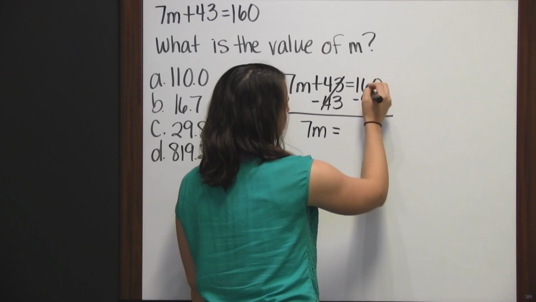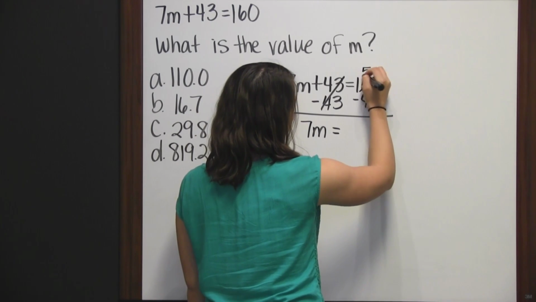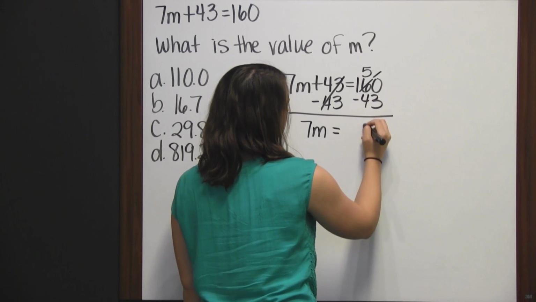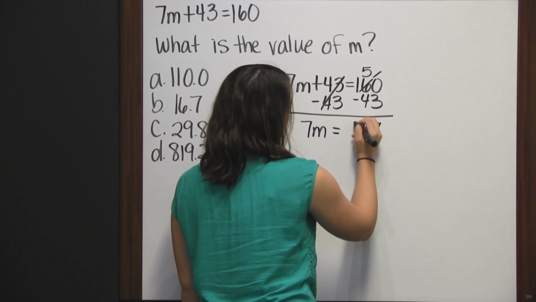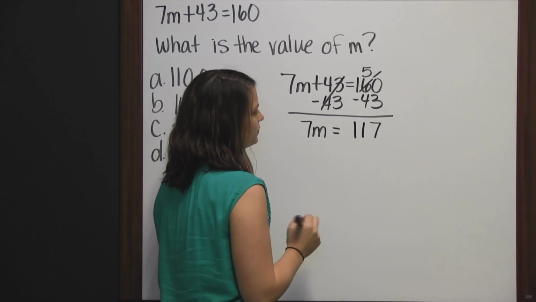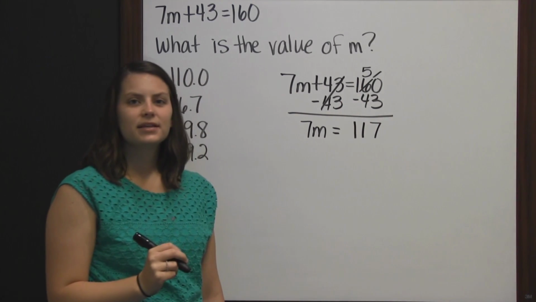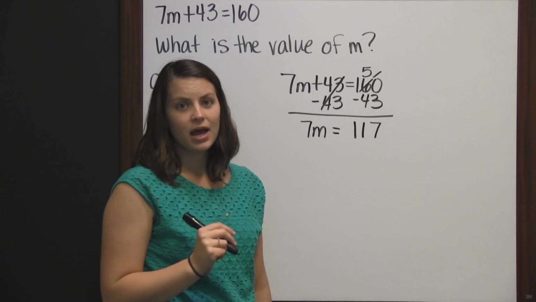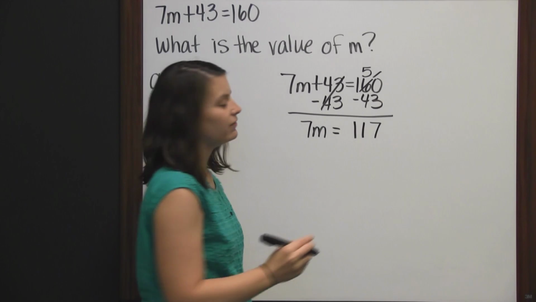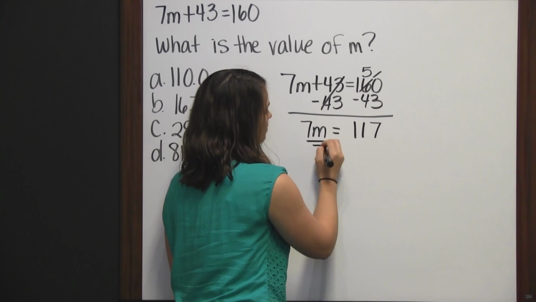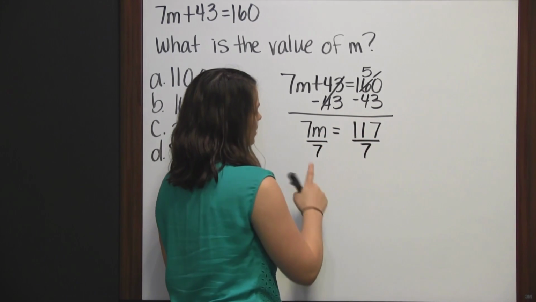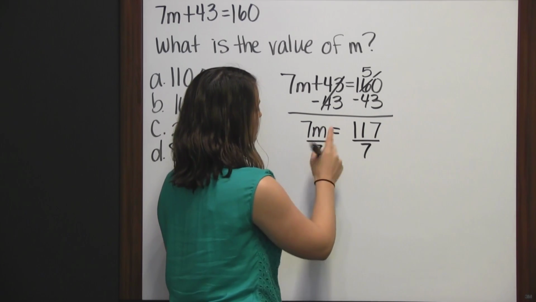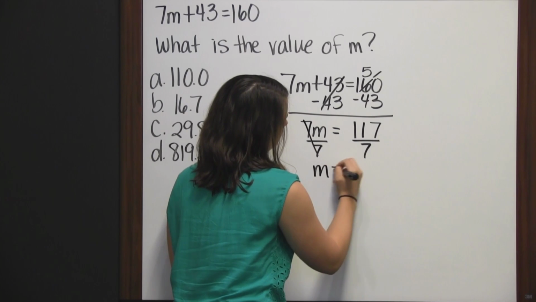And I can't take 3 from 0, so I'll borrow from the 6, that's a 5. Then I have 10 minus 3 is 7, 5 minus 4 is 1, and I bring down my 1 because 1 minus 0 is 1, so 117. Now I have to undo this 7 times m, and the opposite of multiplying times 7 is dividing by 7. 7 divided by 7 is 1, and 1 times m is m.